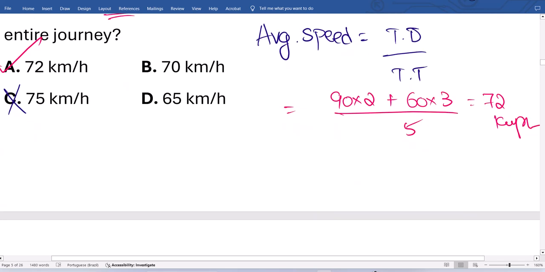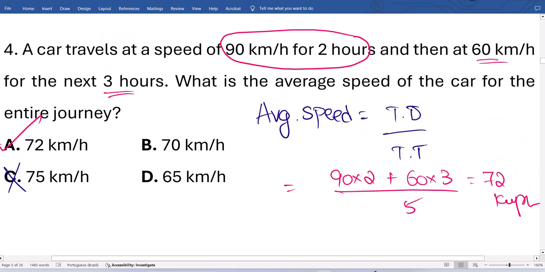Here also, the 90 that is mentioned is an assumption. We cannot maintain 90 kilometers per hour constantly for 2 hours; it is not possible practically.